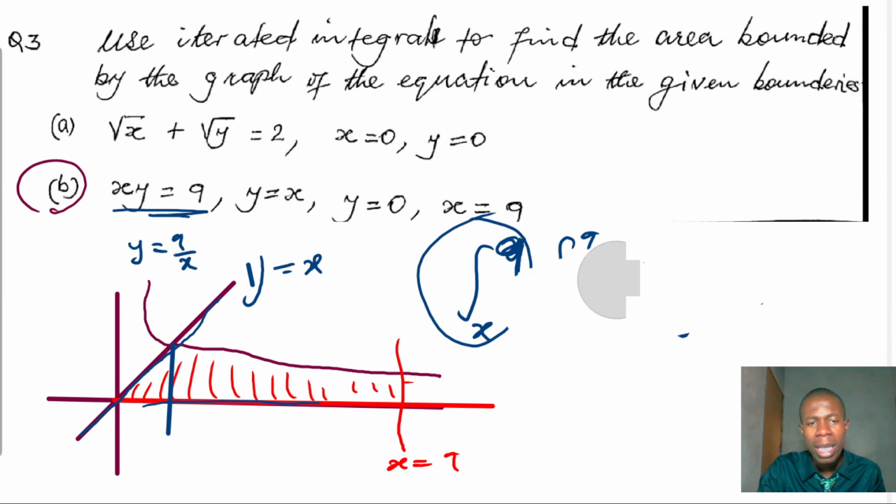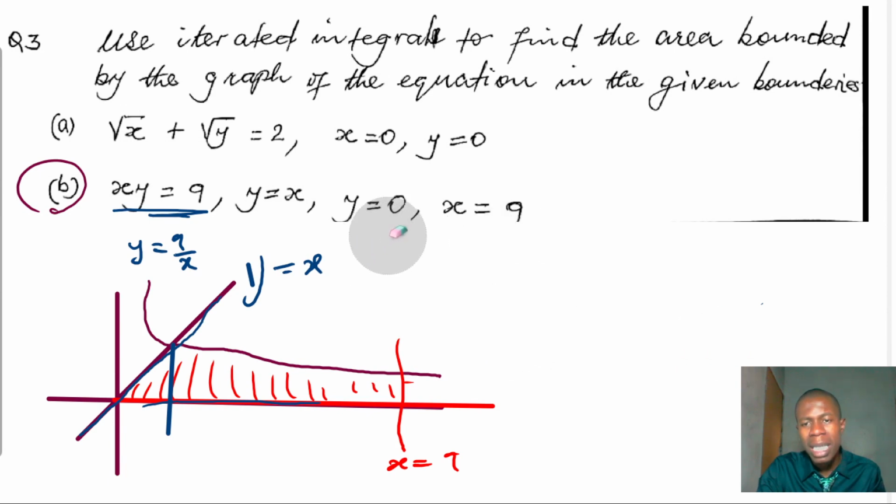So what we should do here is partition this into two parts. The first part will be this area right here. So we find this area, then we find this other area, and add them as one. Now we need to find this point. This point can be found by solving this equation and this one simultaneously, to find where they are meeting here.